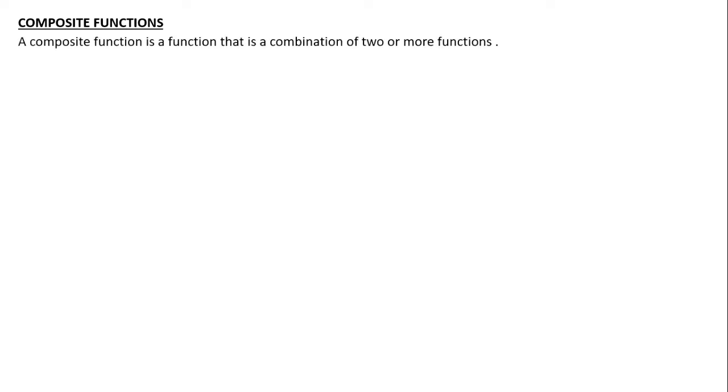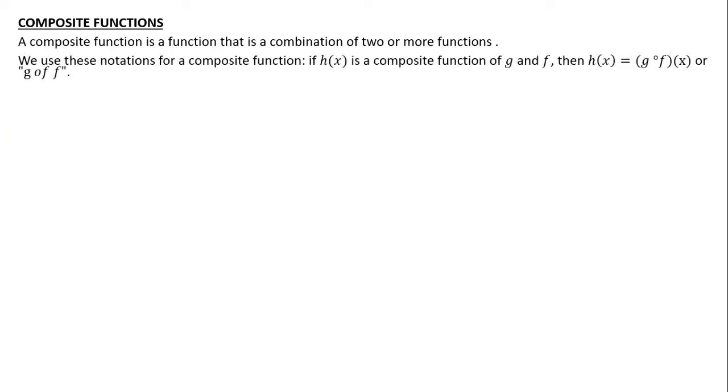Composite functions. A composite function is a function that is a combination of two or more functions. We use these notations for a composite function. If h of x is a composite function of g and f, then h of x is equal to g of f of x, or g of f. g of f of x is not equal to f of g of x. So, the combination of functions is not commutative.